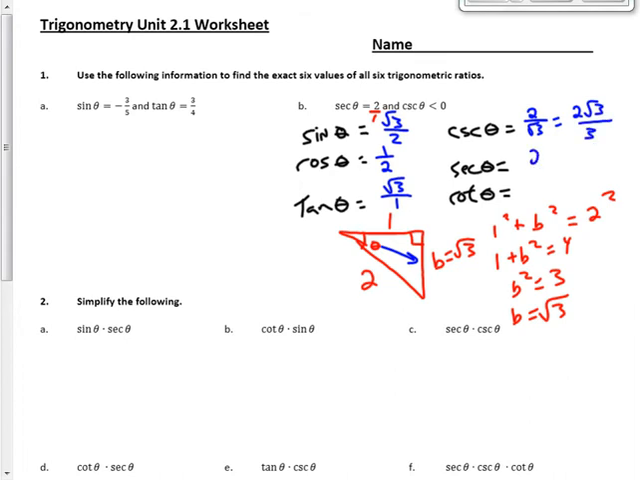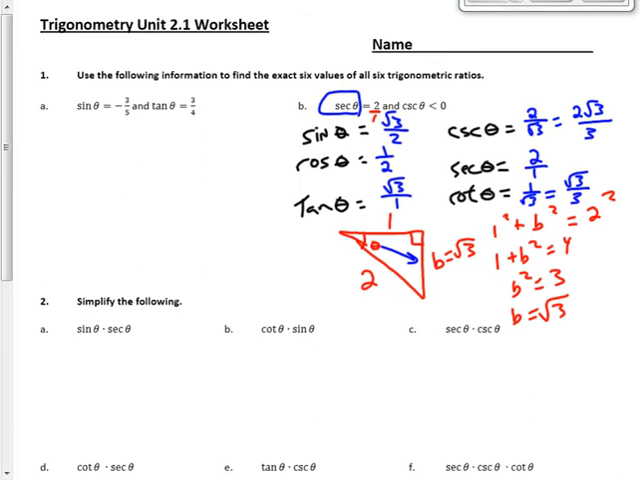Secant, flip that over, I get 2 over 1. It should be the same as that. And then my cotangent is going to be 1 over the square root of 3. Can't leave the square root of 3 in the bottom, so I multiply by that on the top and bottom, and I end up with square root of 3 over 3. Now when I look at this, my secant matches up. My cosecant is not less than 0 though.